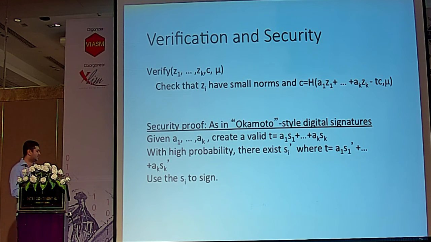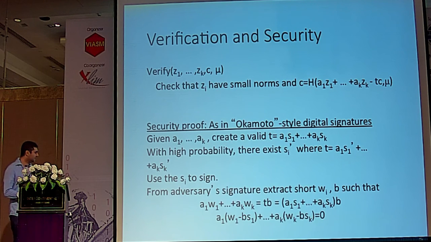Then you use the si's to sign when the adversary asks you to sign, and then from the adversary's signature, you can recover basically something A1 times something small plus et cetera plus AK times something small equals 0. And because the adversary does not know which si's you used, with high probability this is a non-zero solution.